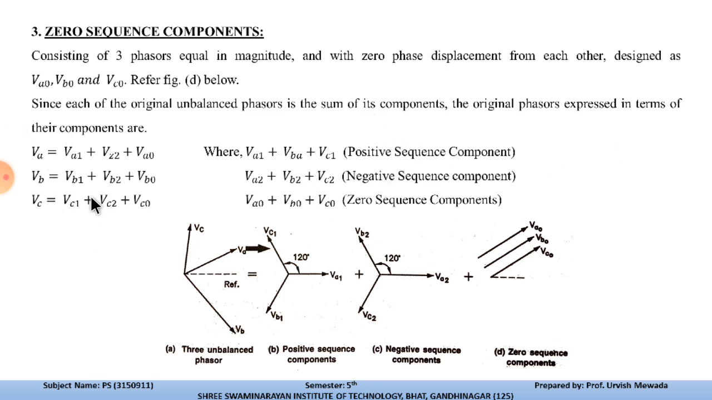This is the first part that we have taken: VA1, VB1 and VC1 is called the positive sequence component, VA2, VB2 and VC2 is the negative sequence component, and VA0, VB0 and VC0 is the zero sequence component. So this is how we can bifurcate all the components of three unbalanced phasors, from which we can determine the parameters related to the unbalanced power system to solve the fault level of this three phase complex system.